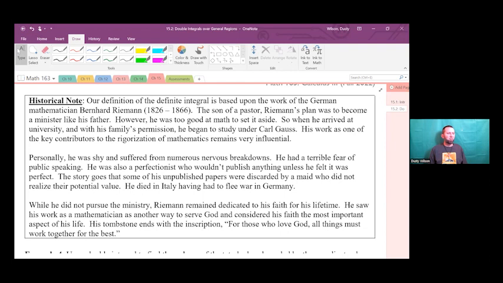Back to Riemann. While he did not pursue the ministry, Riemann remained dedicated to his faith for his lifetime. He saw his work as a mathematician as another way to serve God and considered his faith the most important aspect of his life. This tombstone ends with the inscription, "For those who love God, all things must work together for the best." So there's a little bit about Bernhard Riemann, the one for whom our Riemann sums and our Riemann integral is named.